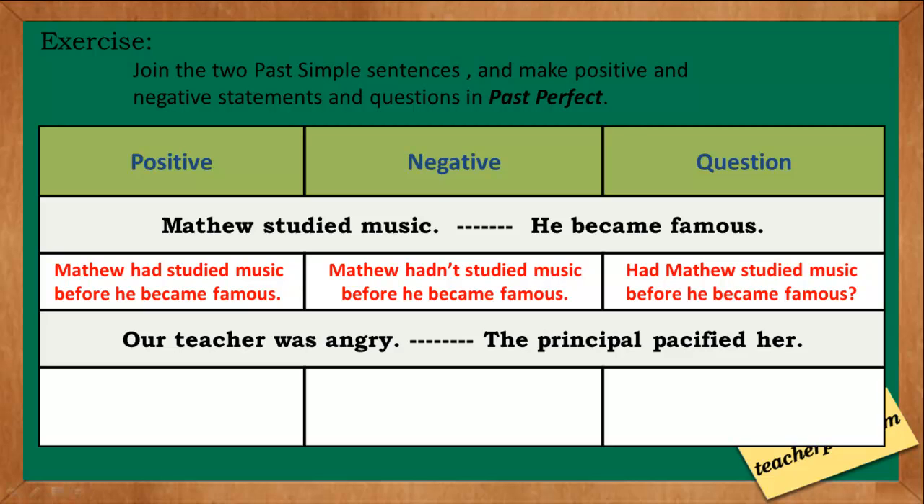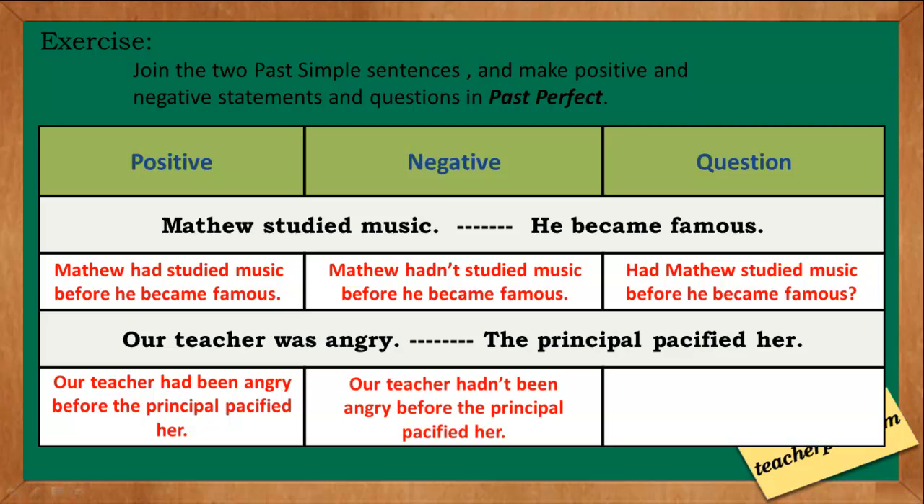The second one, our teacher was angry and the principal pacified her. The correct positive statement is our teacher had been angry before the principal pacified her. The negative sentence is our teacher hadn't been angry before the principal pacified her. And the question is, had our teacher been angry before the principal pacified her?